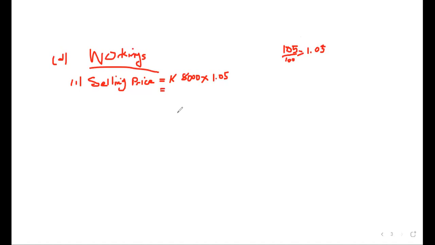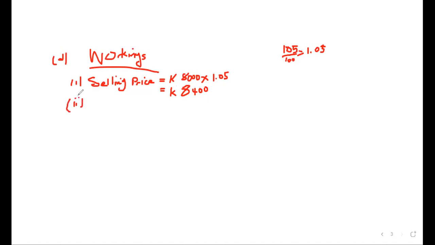So 8,000 times 1.05, you should be able to get our new selling price, which is going to be 8,400 kwacha per unit. Okay, so let's go to working number 2.